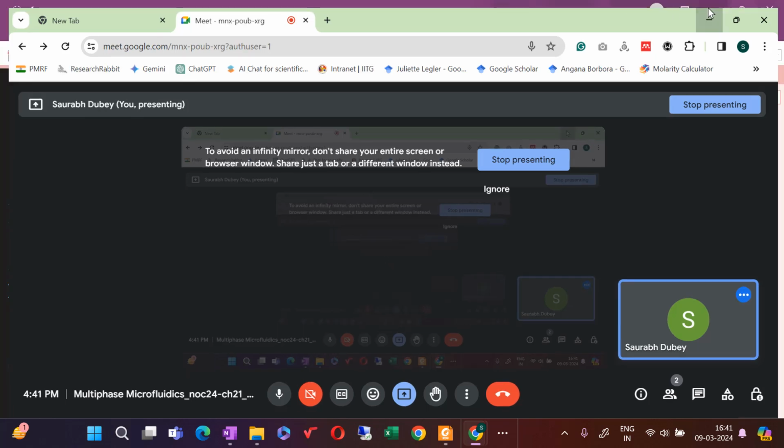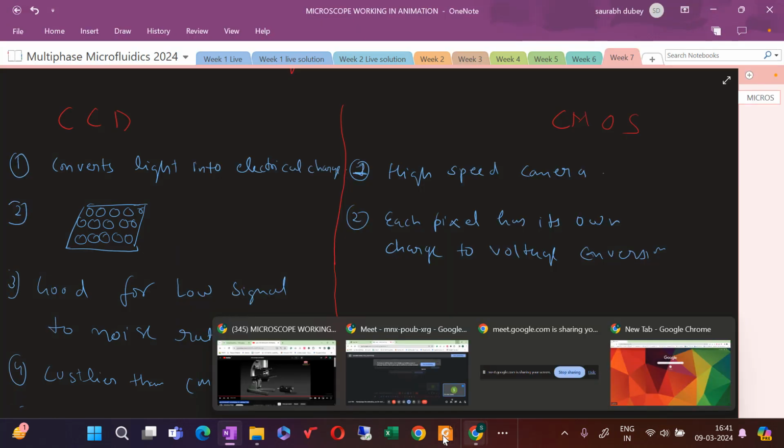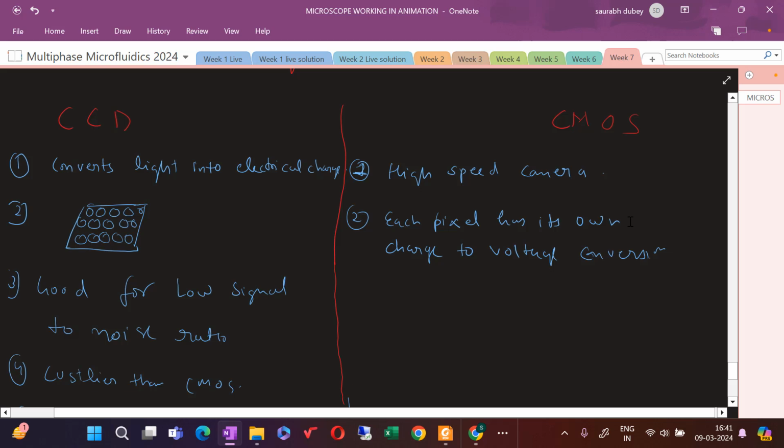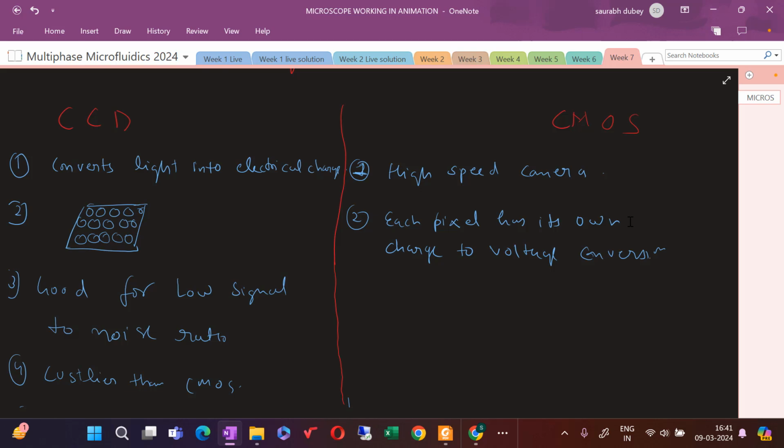Another important point is that these CMOS sensors often include digitization circuits, so the chip outputs digital bits. So there will be a larger sensor size than the CCD sensor, and they can range from 20 micron to 9 micron. And these are highly sensitive to low illumination levels.